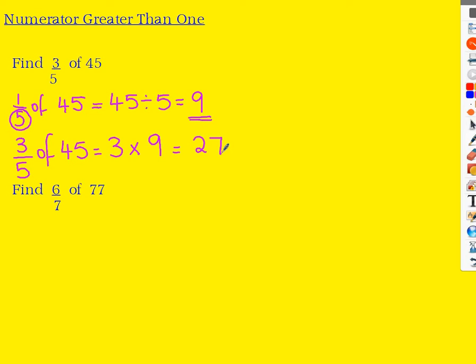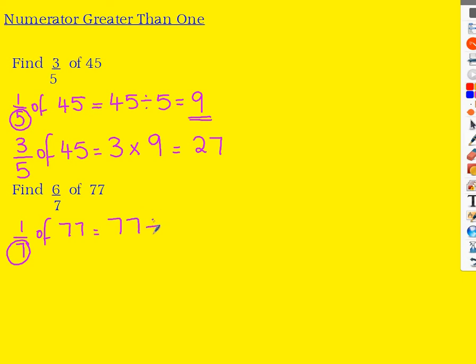Another example down below, 6/7 of 77. So again, we're not going straight into 6/7. We're going to find 1/7 of 77 to begin. The number at the bottom of the fraction now is 7, so we need to divide by 7.